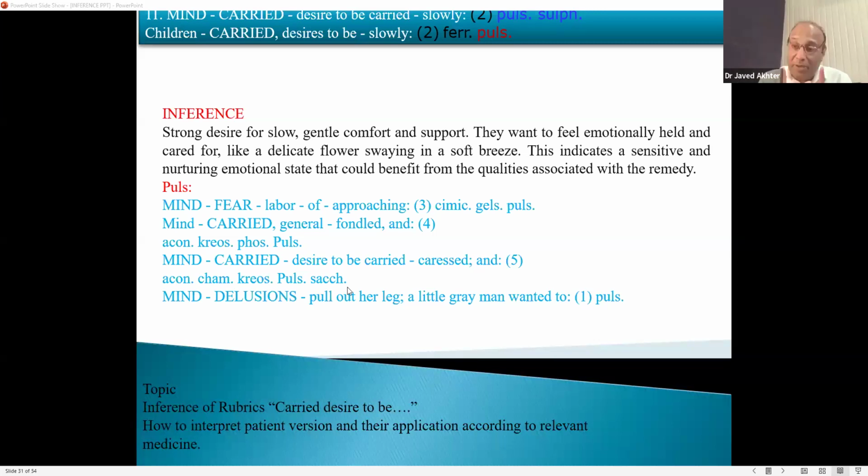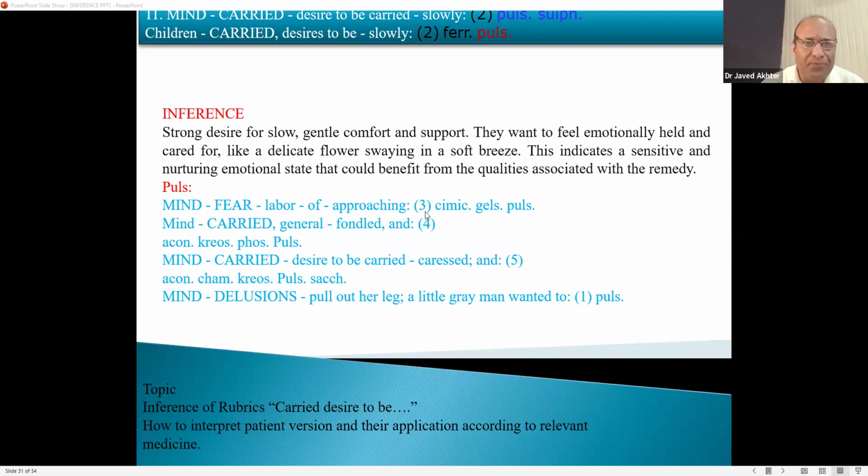Delusion: pull out our legs. A little gray man wanted. Basically, Pastella is very insecure inside, and she playfully, jokingly shares her insecurity: I feel like that, and therefore I want slow treatment. Slowly means that it will not harm me, not complicate me. This is basically the version of this. And therefore Pastella demands to be carried slowly.